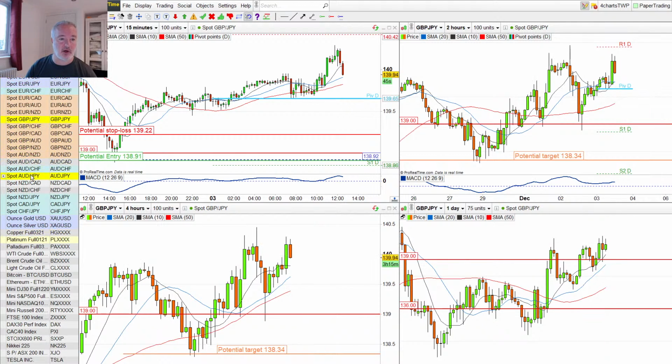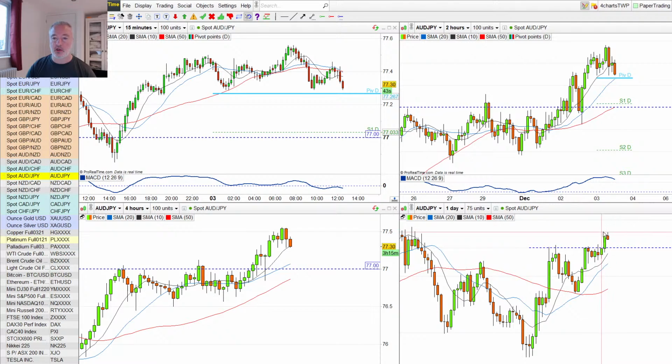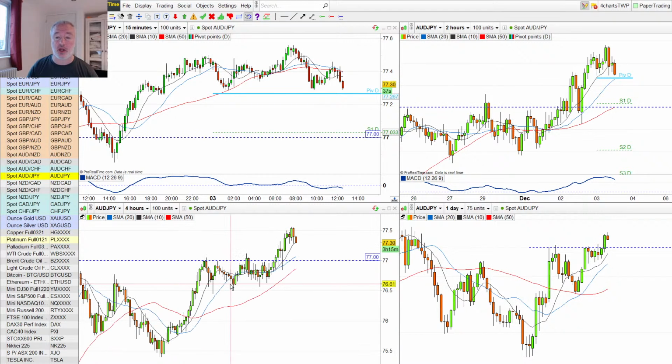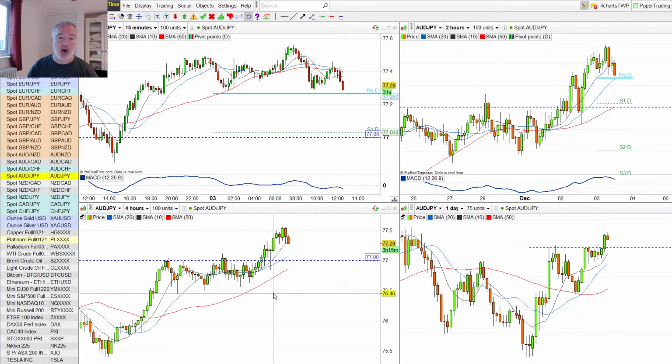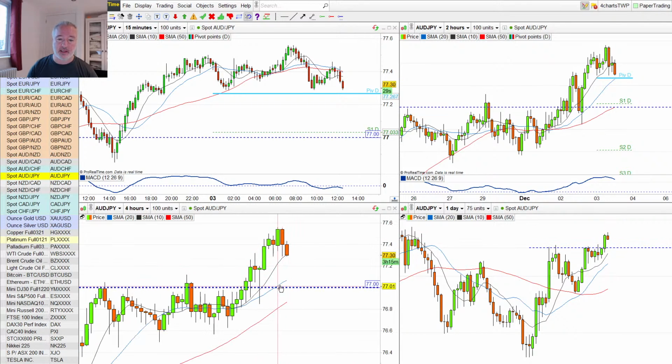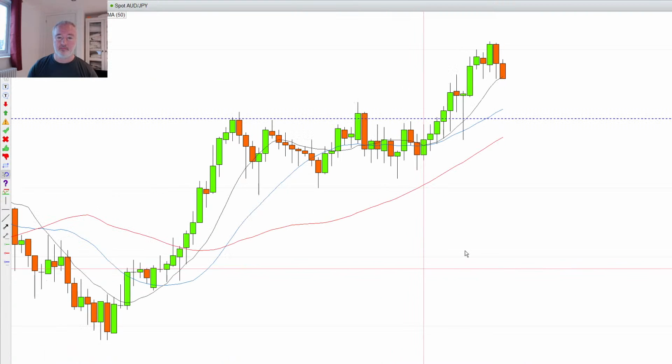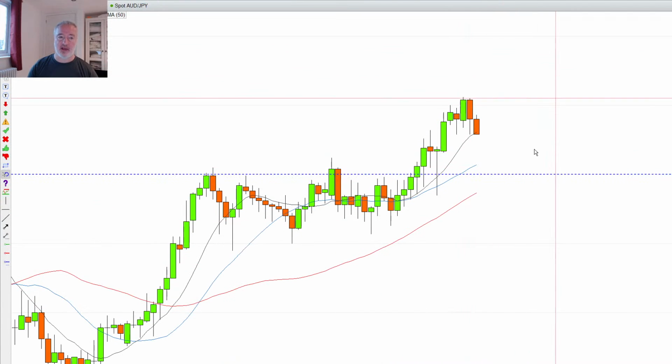Let's look at Aussie-yen. Aussie-yen looking relatively bullish, kind of on the daily, perhaps a bit of a retracement. I think this is a valid trade idea. Strong resistance on the daily. We've got an uptrend. We've broken through that. Price is coming back down, I think either into the moving averages or back down to this key level. I think this is a valid trade idea.